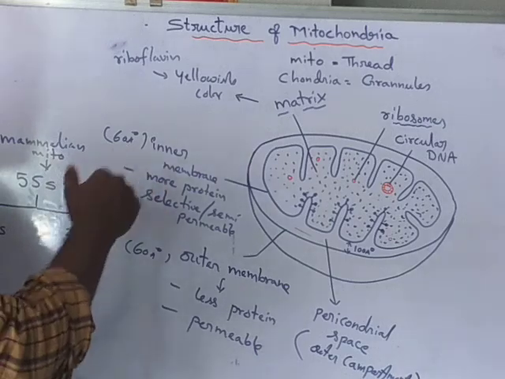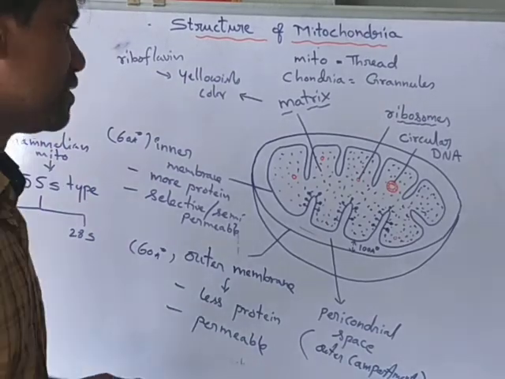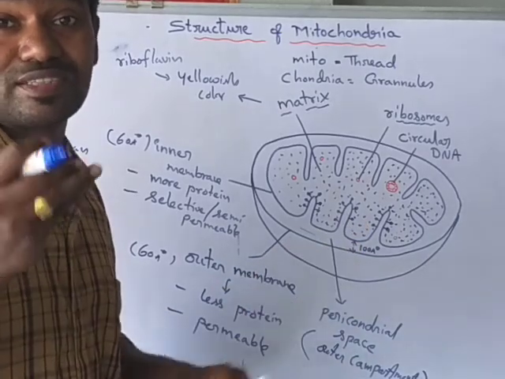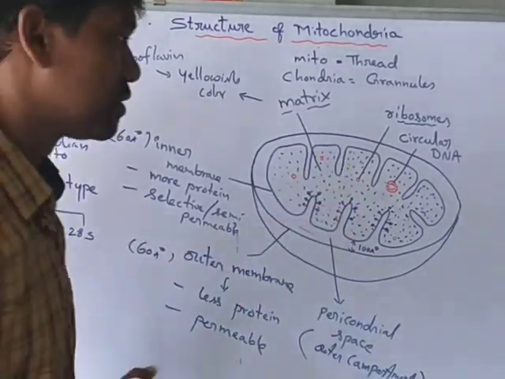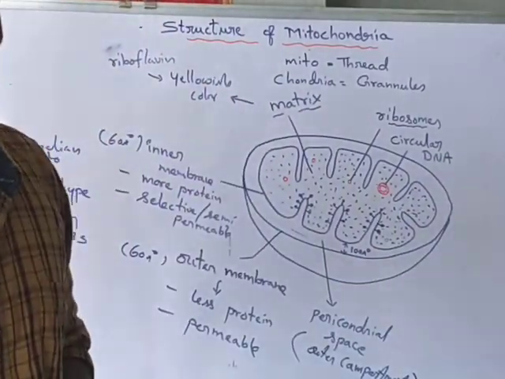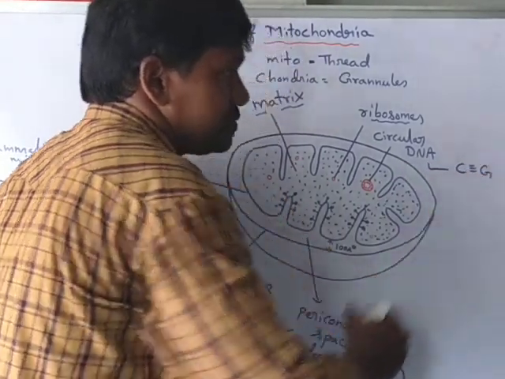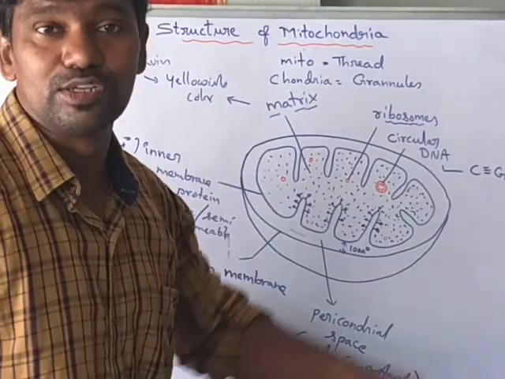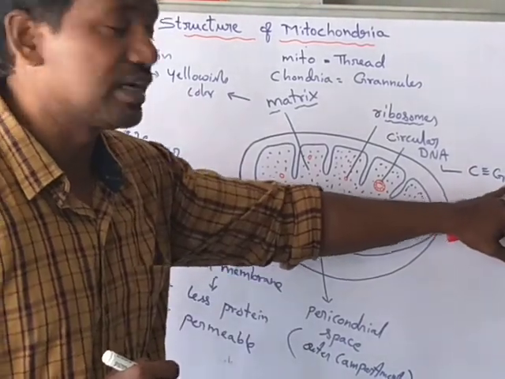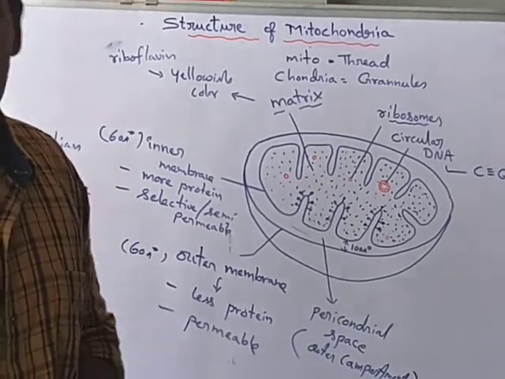Ribosomes synthesize proteins, so proteins are synthesized in the mitochondria by these ribosomes. There is another structure, the circular DNA. This DNA is rich in CG nucleotides compared to AT, that is, cytosine and guanine are present more than adenine and thymine.